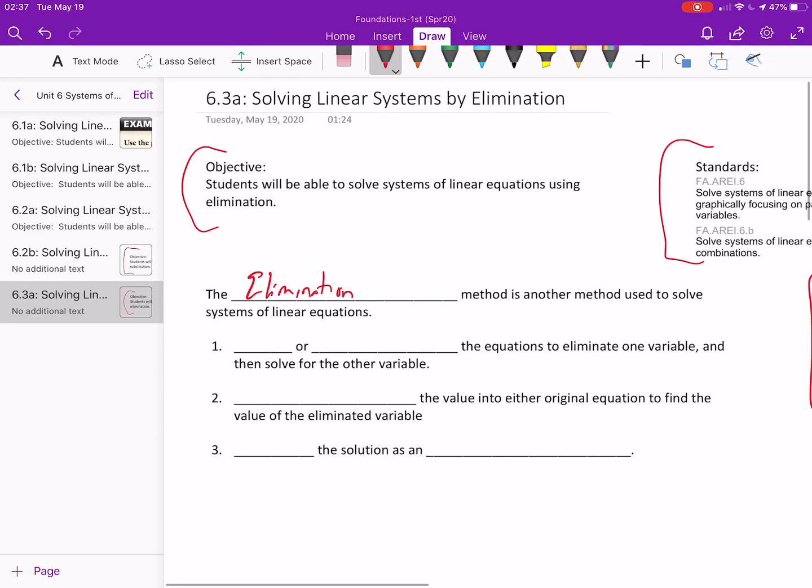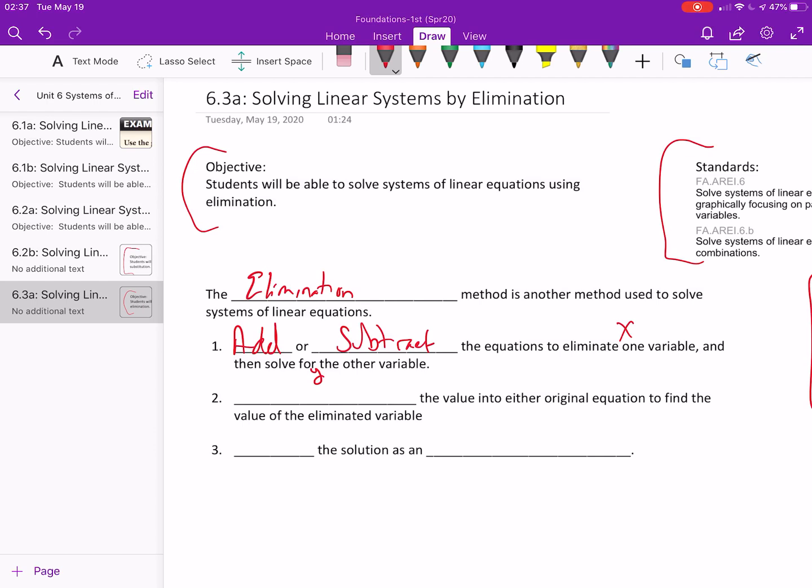And so what are the steps to be able to solve with elimination? Our first step is that we're going to either add or subtract the equations together to eliminate one of the variables, and then we'll be able to solve for the other variable. So let's say, for example, we want to eliminate the x. That means that we will then solve for the y.